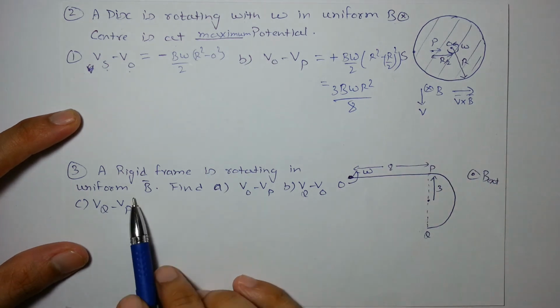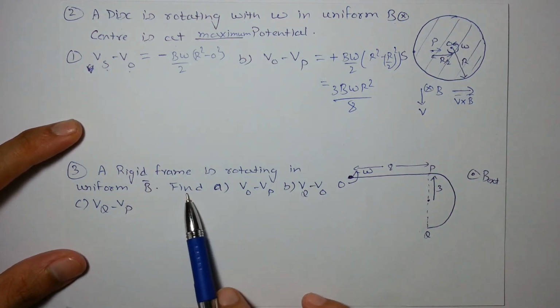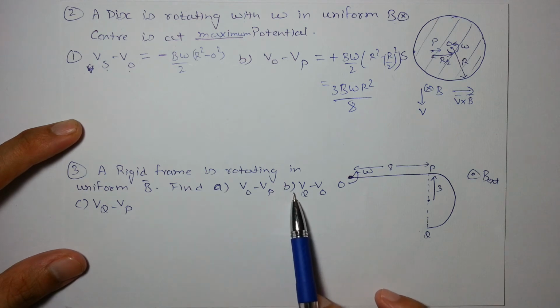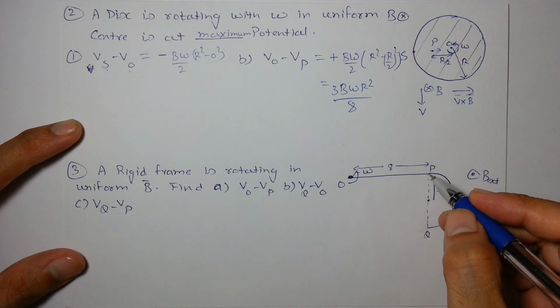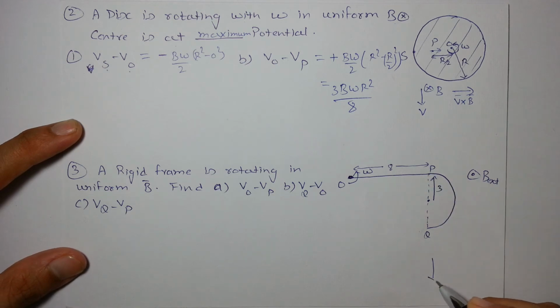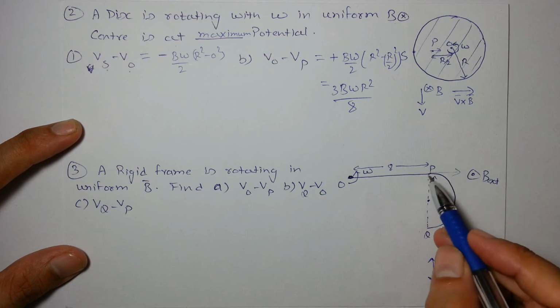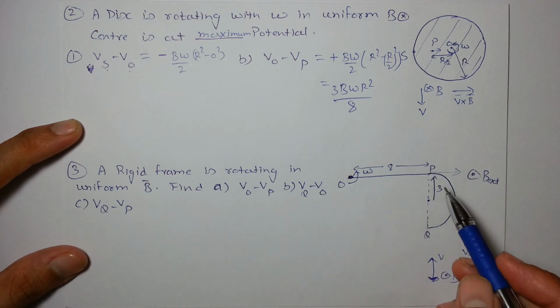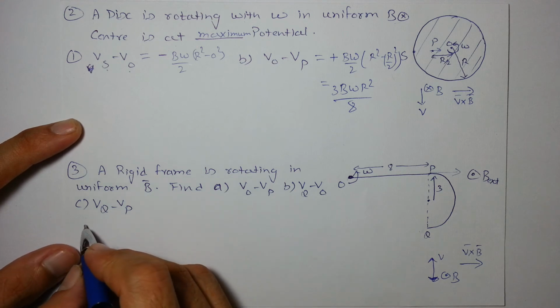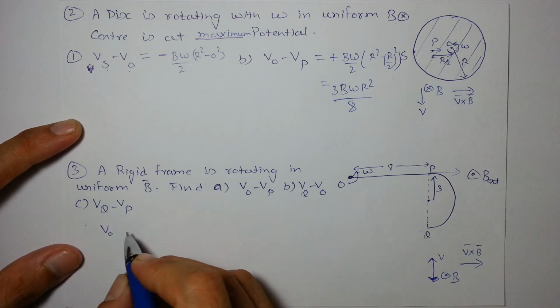And in the last example, a rigid frame is rotating in a uniform magnetic field. Find Vo minus Vp, and let's take the velocity of any general point P. P has a velocity in the upward direction, because the angular velocity is anti-clockwise, and the magnetic field is out of the plane. So V cross B is coming in this direction, that is, away from the axis. This arrow at P is away from the axis, so the axis has minimum potential. First observation is that Vo is minimum.